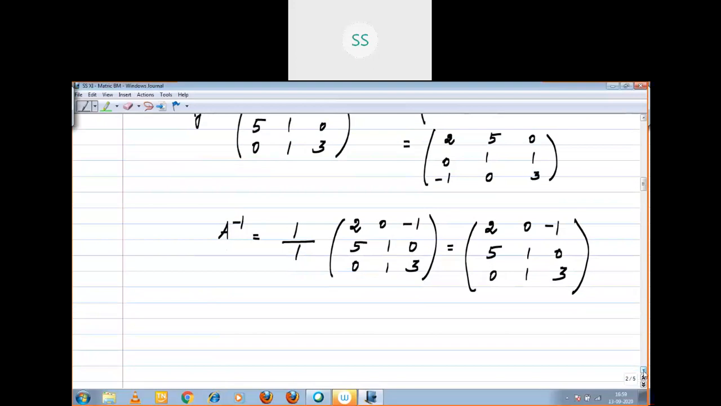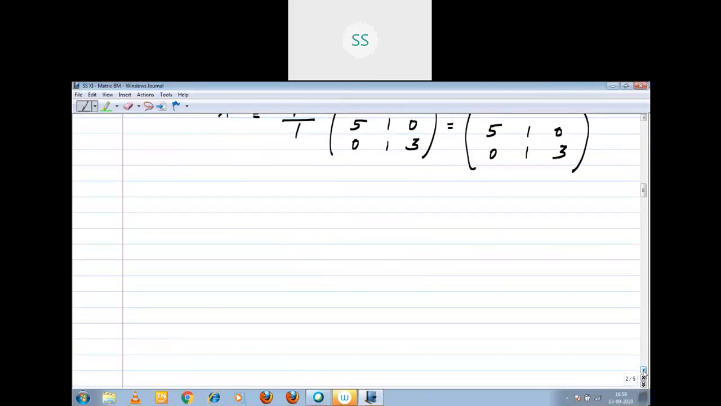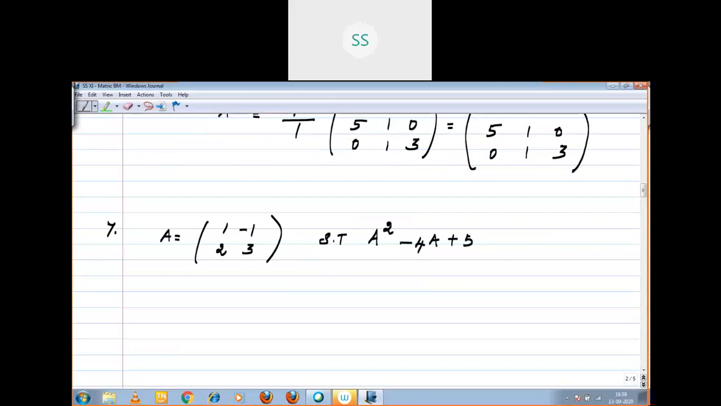Now I am going to move to question number 7. What is 7 you see? A equal to 1 minus 1, 2, 3. Show that A square minus 4A plus 5I2 equal to 0. Your given matrix is 2 by 2, so the I is also 2 by 2. And also find A inverse.